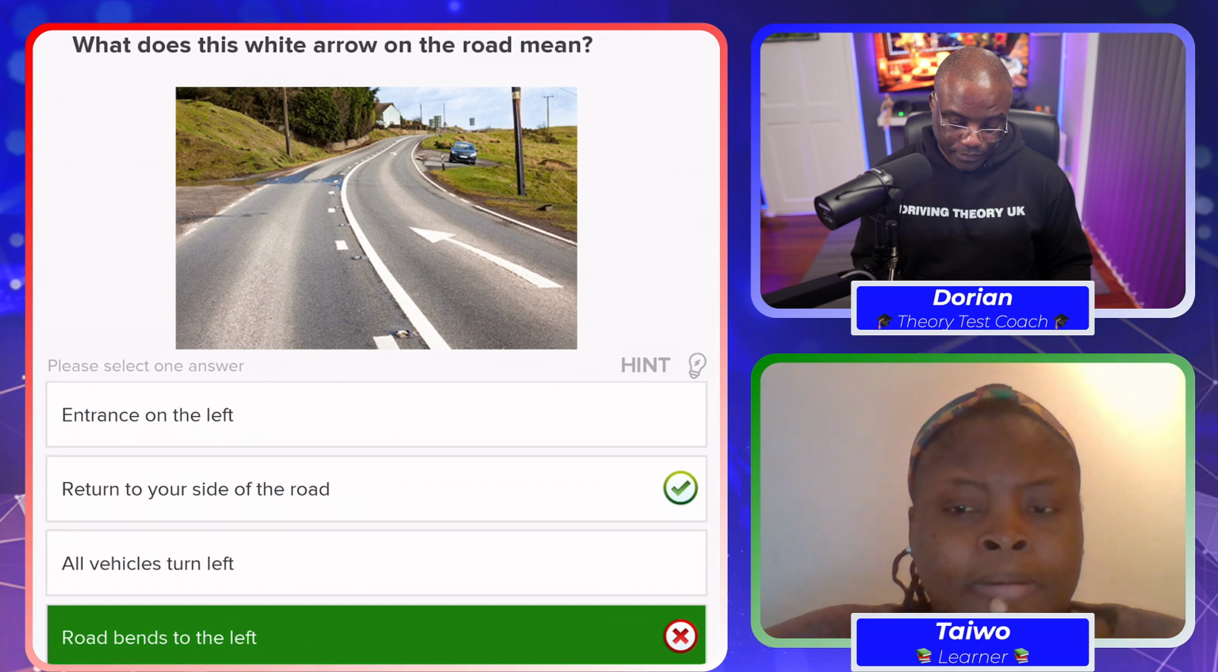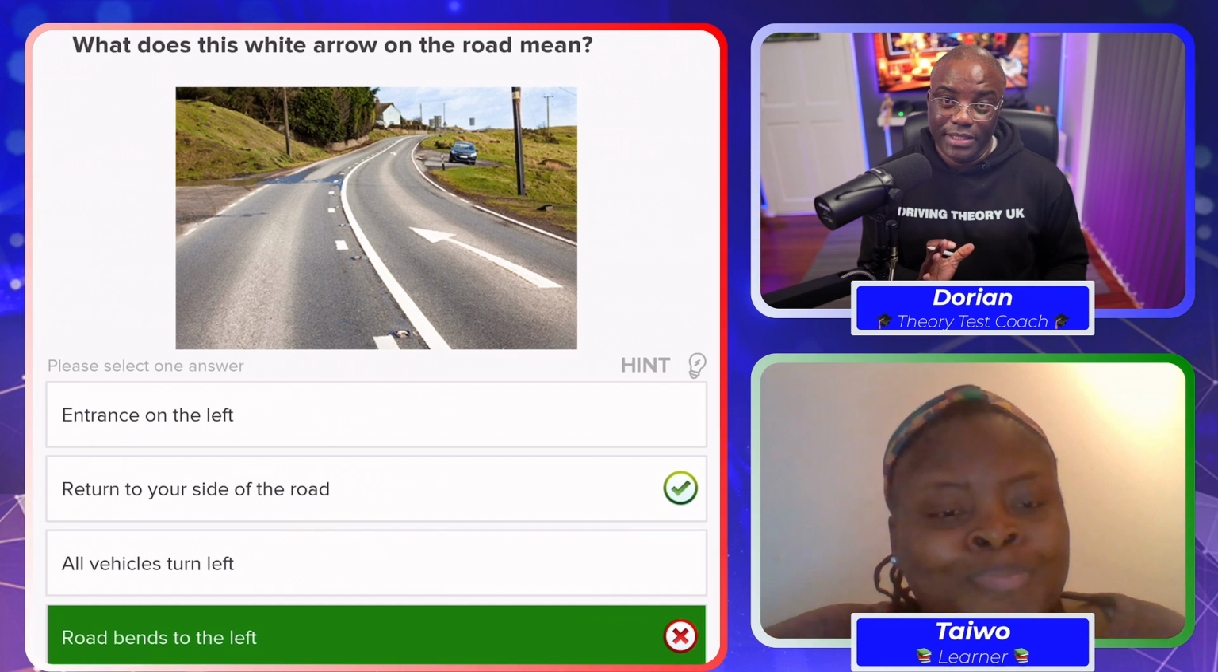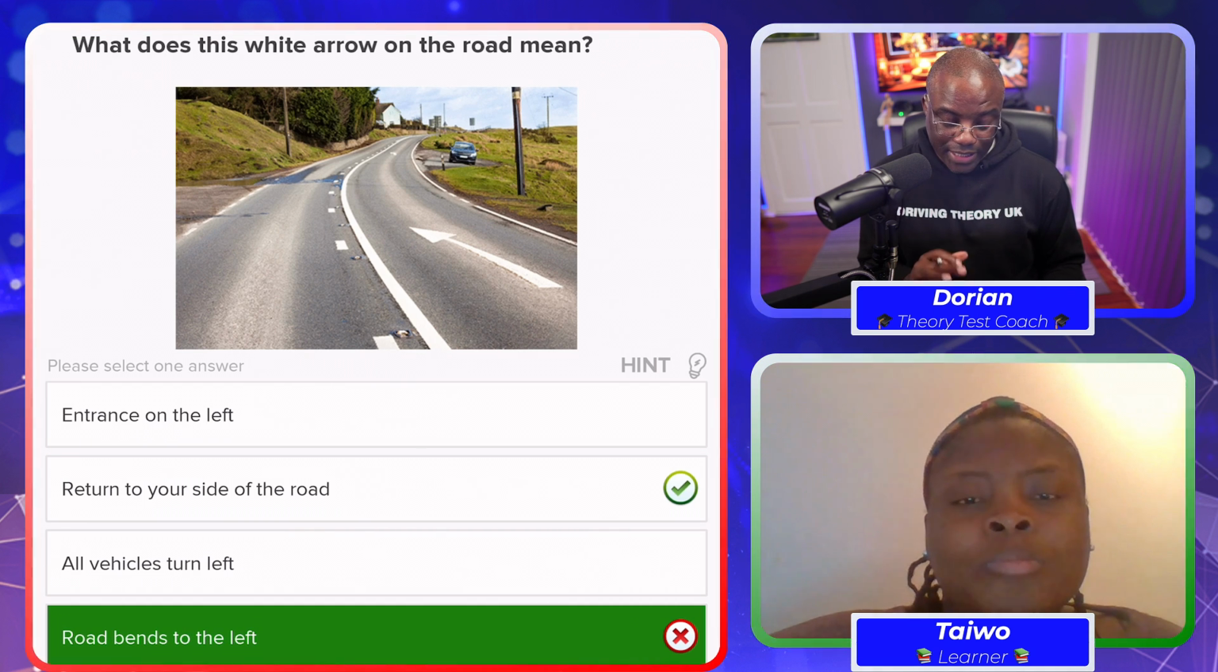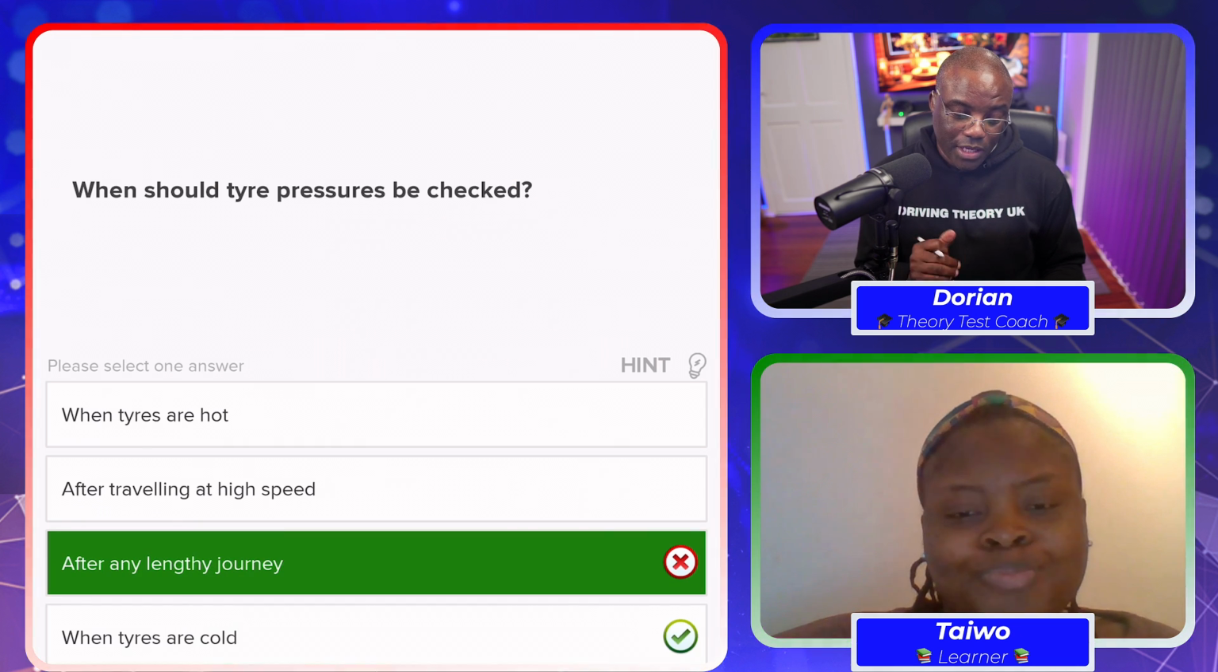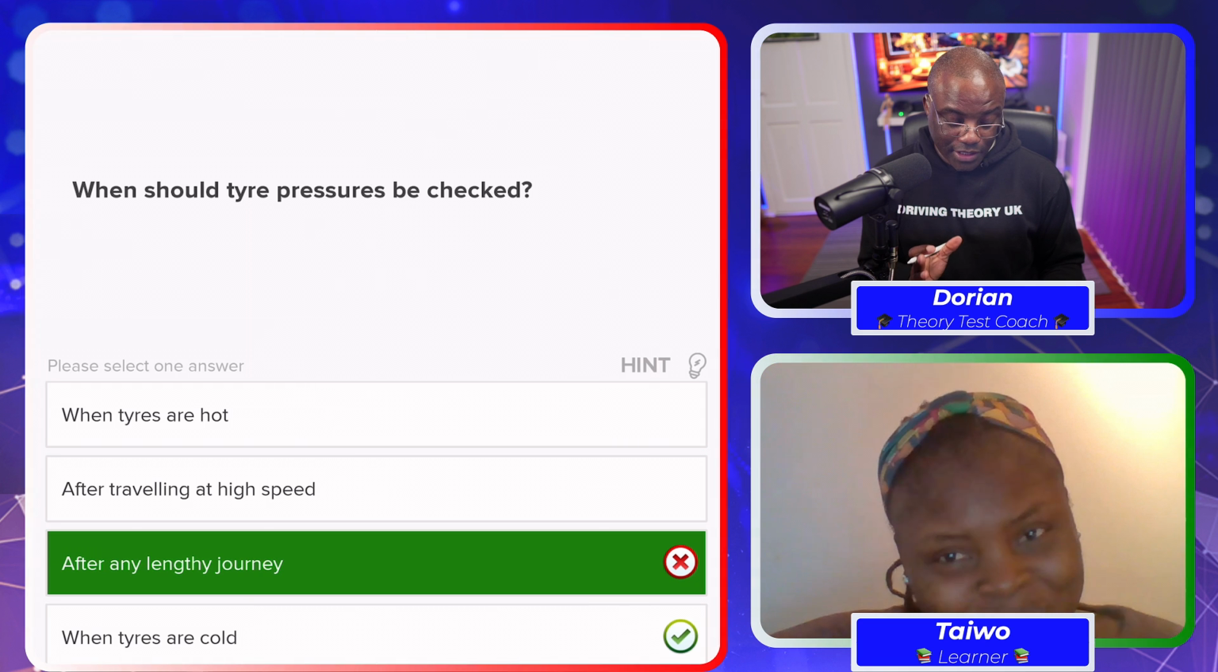This one we've already discussed. Move to the left when it's safe to do so. When should tire pressure be checked? We discussed when it's cold.